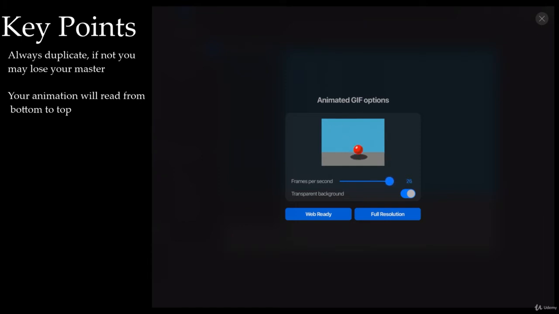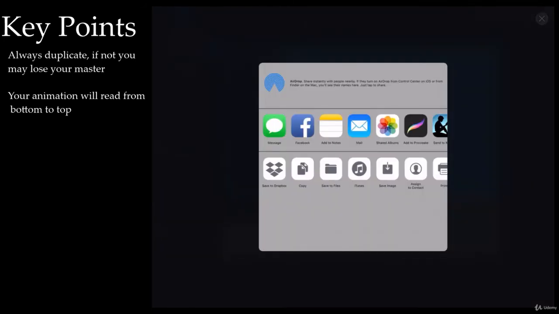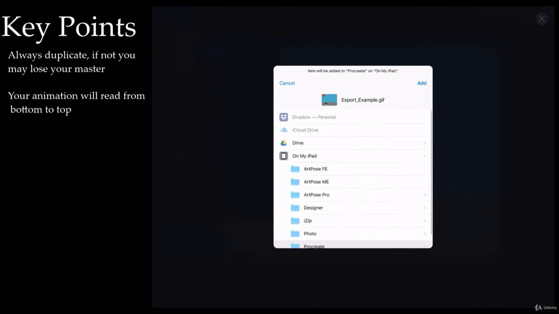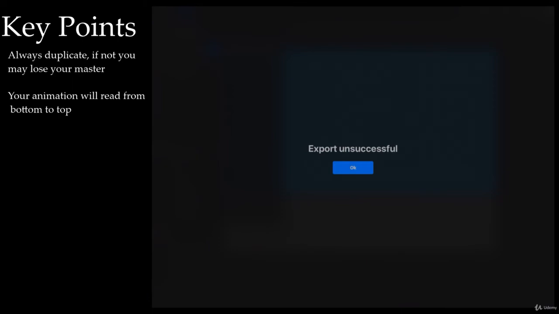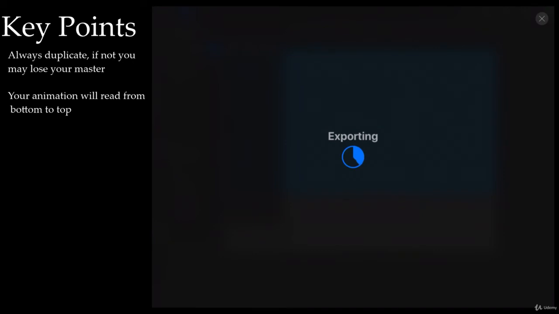I'm going to go ahead and export as a 30-second animated GIF in full resolution. You know what? Let's go ahead and do web ready. I'm good with that. All right, perfect. And now let's just go ahead and save it to files. You know what? I'm going to put it in my Dropbox. Oh, it's not going to let me here. Yeah, I know. All right, animated GIF, 30 seconds, web ready.